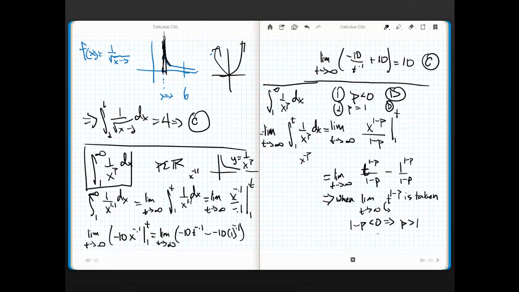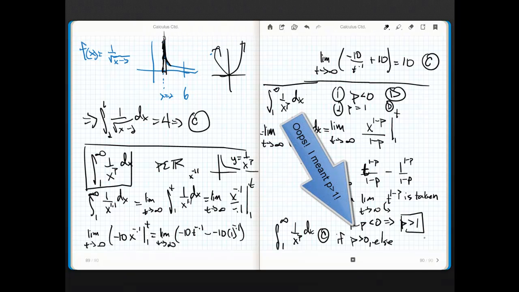You see what I did? I just added p to both sides. If p is greater than 1, that tells me the integral from 1 to infinity of 1 over x to the p dx converges if p is greater than 1. Else, that's just fancy math speak for or else, it diverges. We've got ourselves a rule. It's a power integral. It's a p integral is what we can call it, because it's 1 over x to the p.